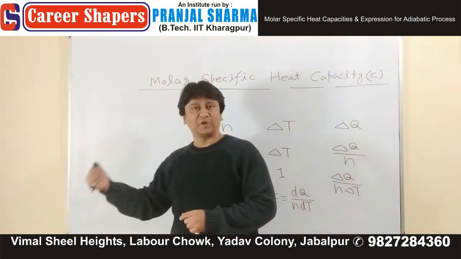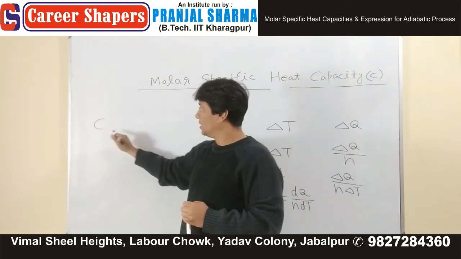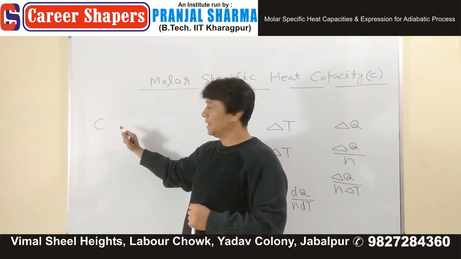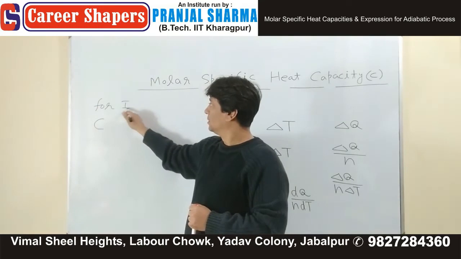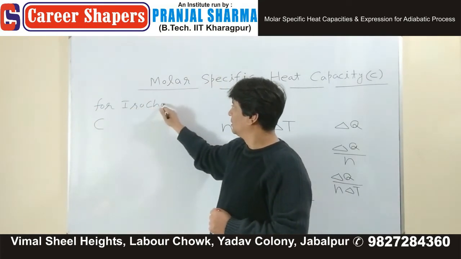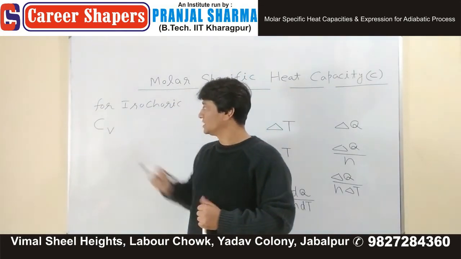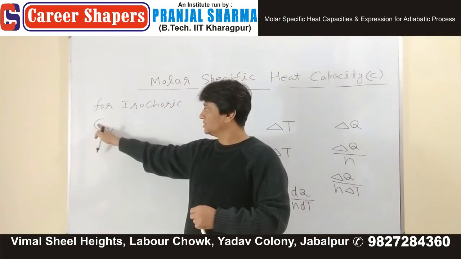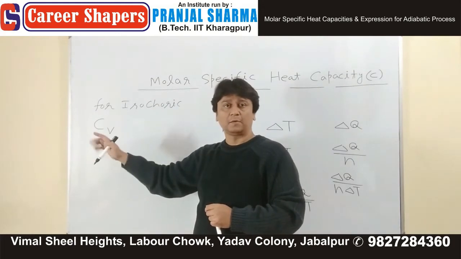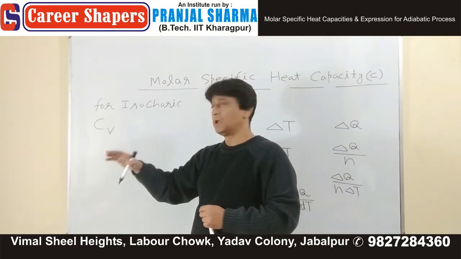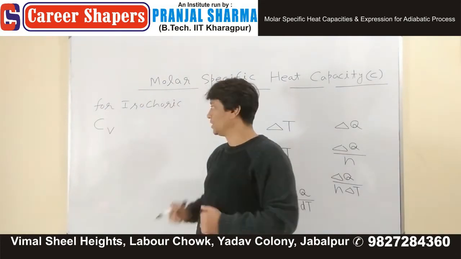Now, the molar specific heat capacities which are useful for us are obtained for the isochoric process. For isochoric, C is called CV. It means we are supplying heat at constant volume and the temperature is increased by unit degree Celsius for unit moles.